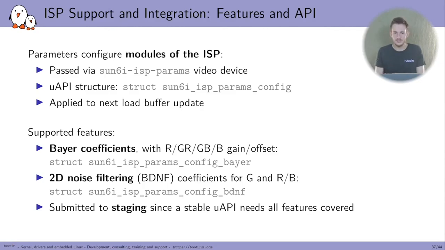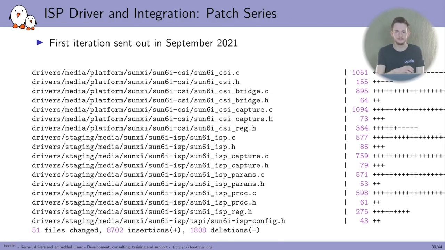And as a result, the API, especially the parameters API, is incomplete. It doesn't support all of the modules. So as a result, this UAPI cannot be made a stable UAPI that is public in the kernel. So this is why the UAPI and the driver were submitted to staging. And so then they can be removed once all of the features are supported.